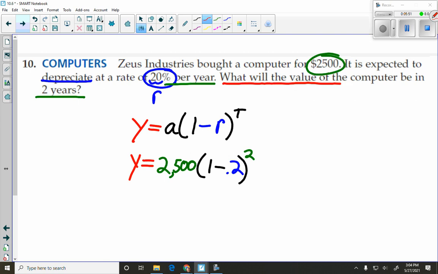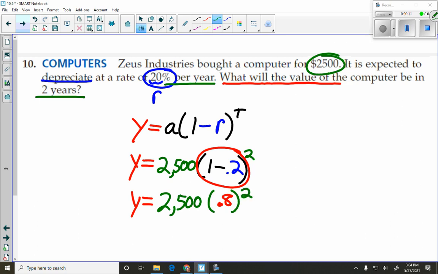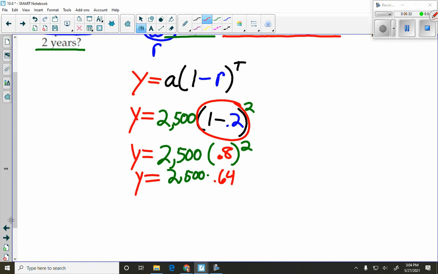Now it's solving. Remember, order of operations says do parentheses first. So let's solve this. What is 1 minus 0.2? That's going to be 0.8. So we've got Y equals 2,500 times 0.8 raised to the 2 power. Second, after parentheses are exponents, so 0.8 times 0.8, or 0.8 squared, is going to be 0.64 times 2,500. Again, nothing changes, so you just recopy it. And next, we've got 2,500 times 0.64.